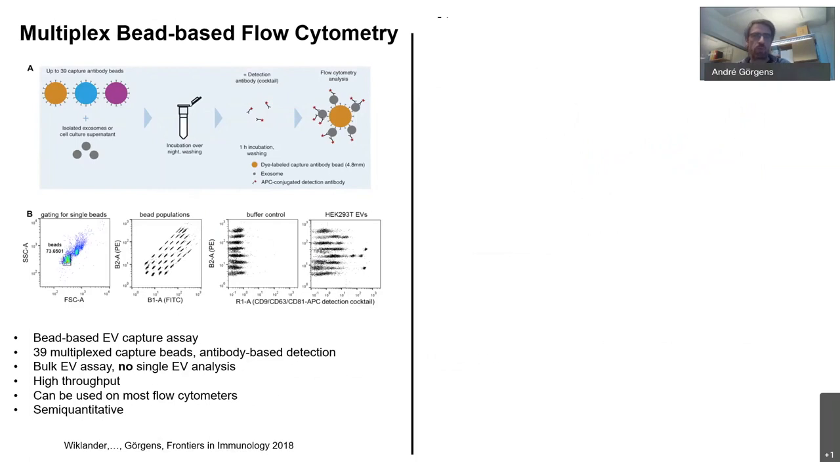So I will talk about two assays today that I think it's maybe good to provide some kind of spectrum of what different kind of questions can be answered from those. So the first one I would like to quickly introduce is the multiplex bead-based flow cytometry assay.